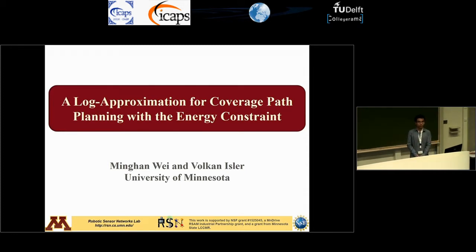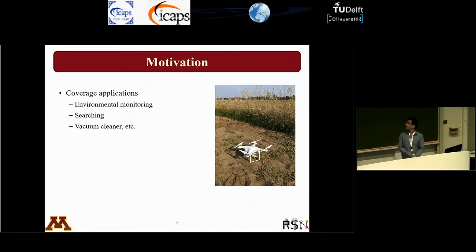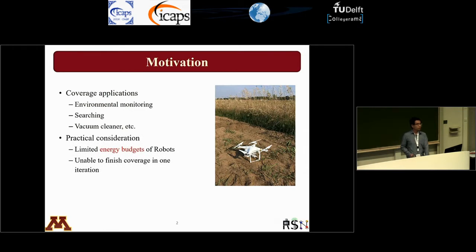Today, I would like to introduce our work on energy-aware coverage path planning. Many practical applications require robots to fully cover a given environment, such as for environmental monitoring, searching, etc. But most practical robots are powered by batteries, so they will have limited energy budgets. When the environment is large, they may not be able to fully cover the whole environment in one iteration.